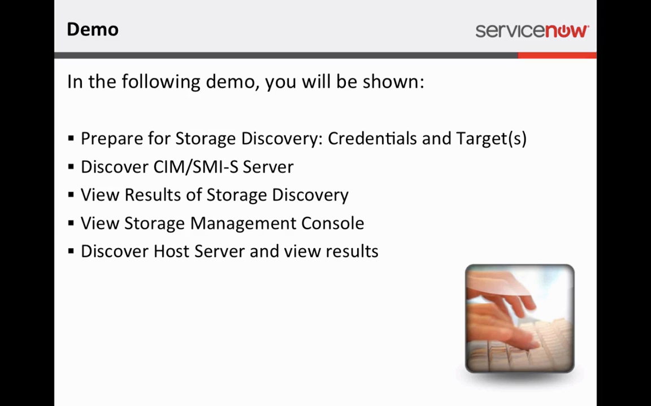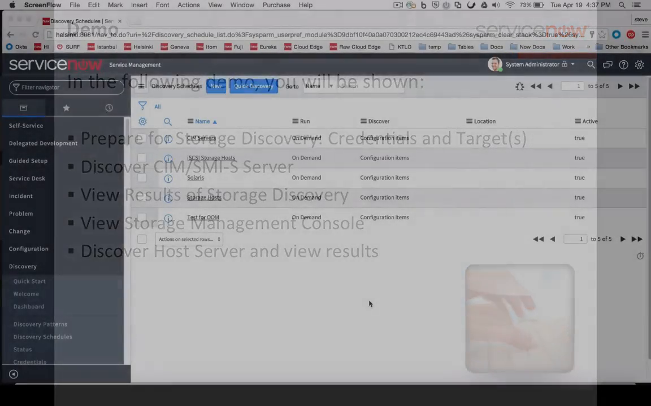And then we're going to discover the SIEM server, or the SMIS server, so we can see what that looks like. First, view the results of that storage discovery, so we'll see the type of data that comes back from it. And then we're going to view what type of storage management console do you have? Is it EMC? EMC. Yes, EMC console. So after we actually discover everything from our storage server, we're going to compare and contrast what a customer would actually see using a native storage management console, in this case EMC. After we do all of that, we'll look at discovering the host server itself and review its results.